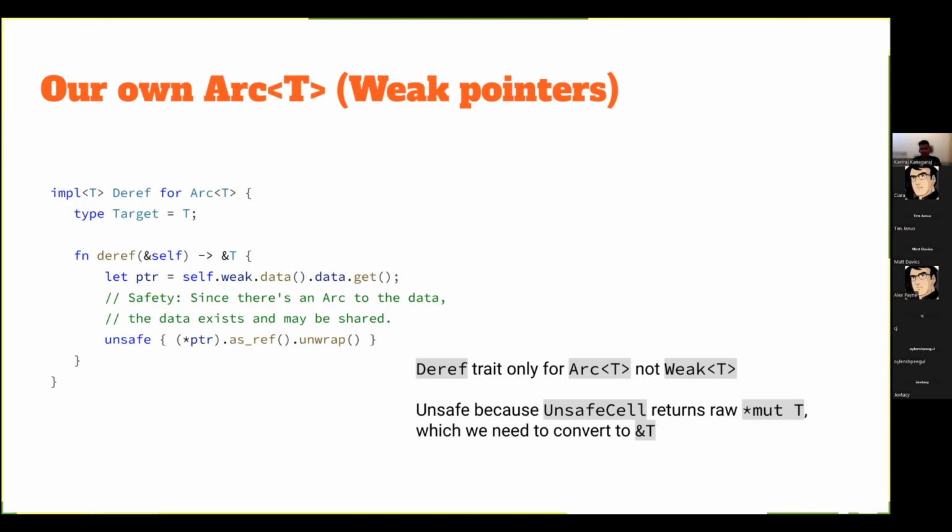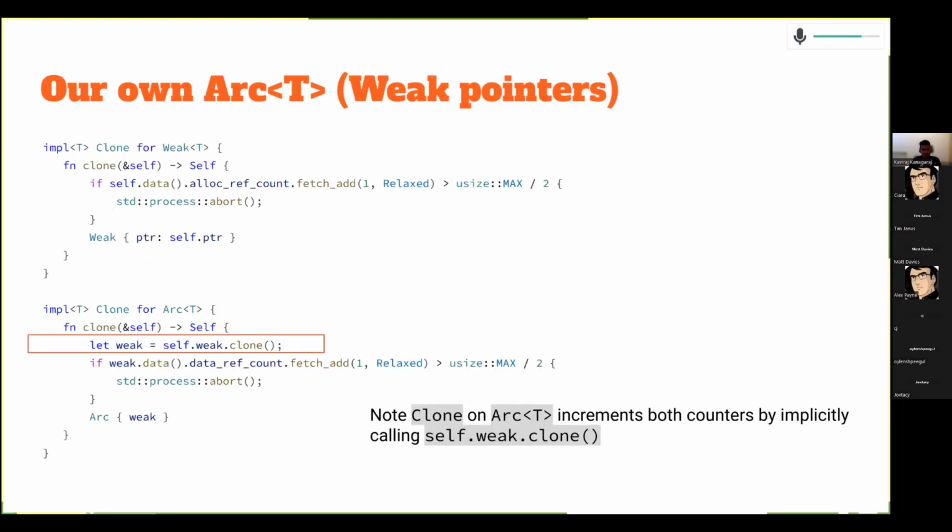Yeah, unsafe is there for the same reason. We need to convert the raw pointer to a valid reference for the T. Yes, so the clone thing, right? How do we create this clone for Weak and Arc?